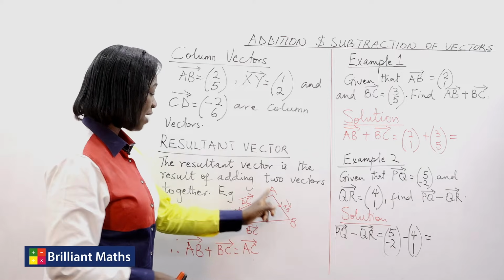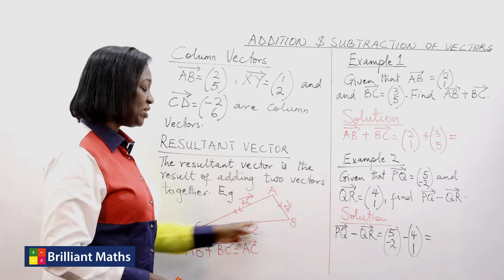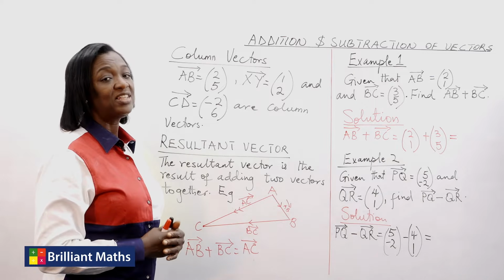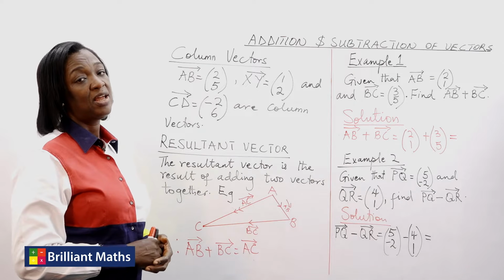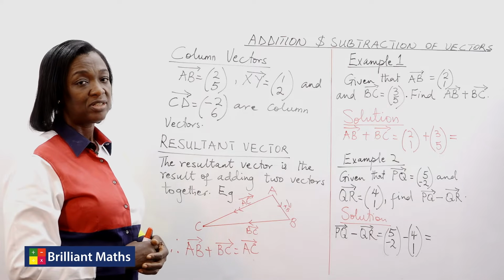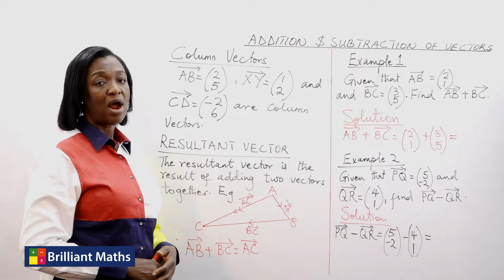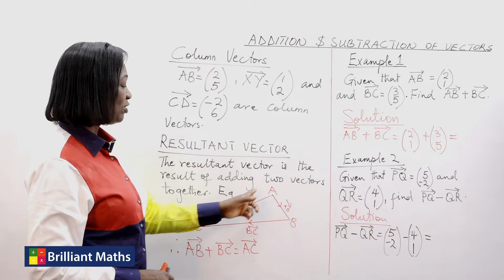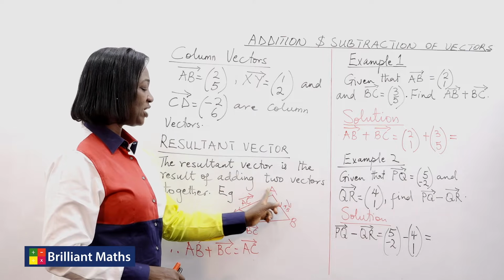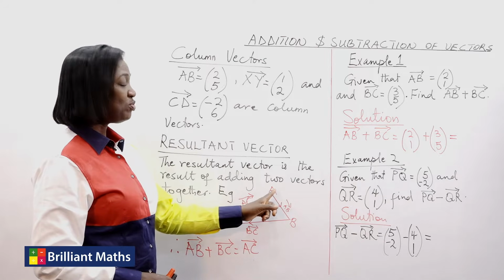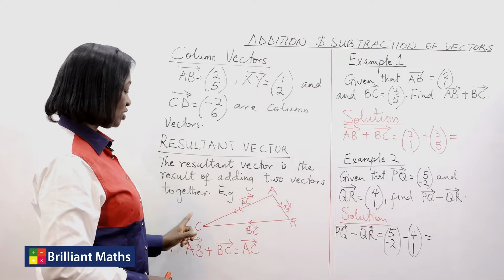So we have that AB plus BC is equal to AC. That is a rule that you need in working with vectors. The resultant vector, take note, has two arrows. So instead of coming through B, where you go from point A to B and from point B to C, it just means going directly from A to C.